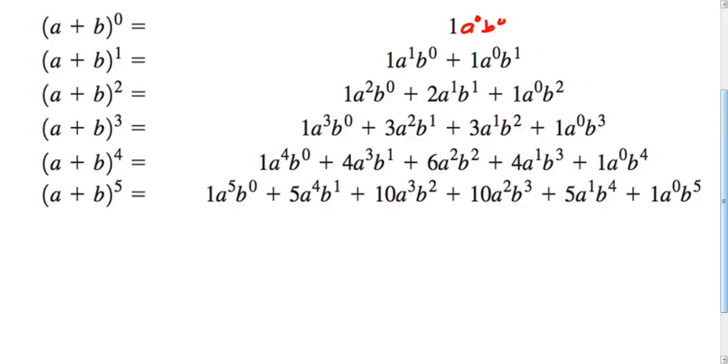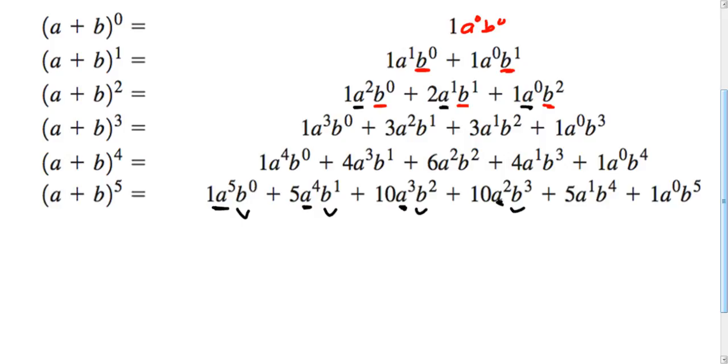Okay, in the next line, I want you to notice how I have b to the 0, then b to the 1. Here, b to the 0, b to the 1, b to the 2. So the b's are going up, while the a's are going down. A squared, a to the 1, a to the 0. That pattern continues all the way through. My a's are going down while my b's are going up. So a to the 5th, then a to the 4th, then a to the 3rd, then a to the 2nd, okay? While my b's are going up, b to the 0, b to the 1, b to the 2, okay?